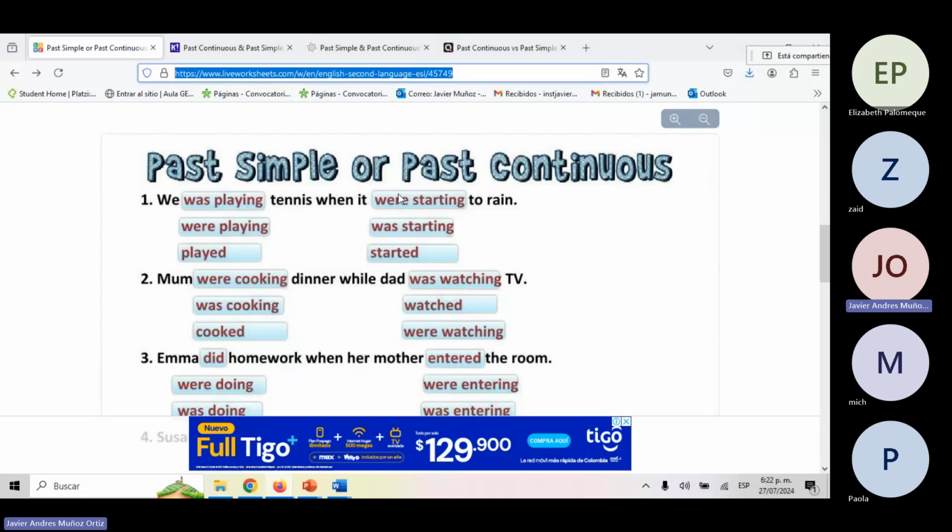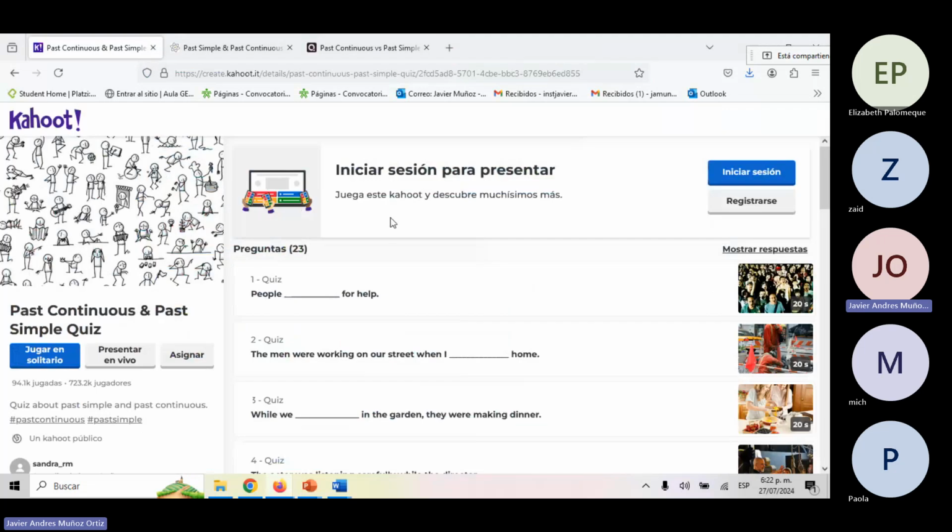But just in case, I gave you this link last time, and I already gave it to you some seconds ago here in the chat for you to complete it, just to check if you apply the rules according to the context. Rules in terms of differentiating when we use past simple and when we use past continuous. So thank you very much, exercise.